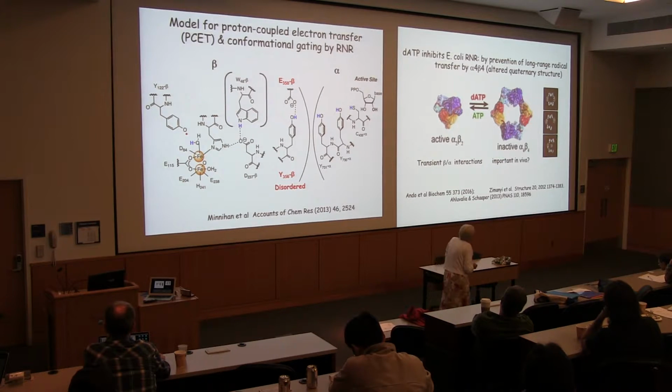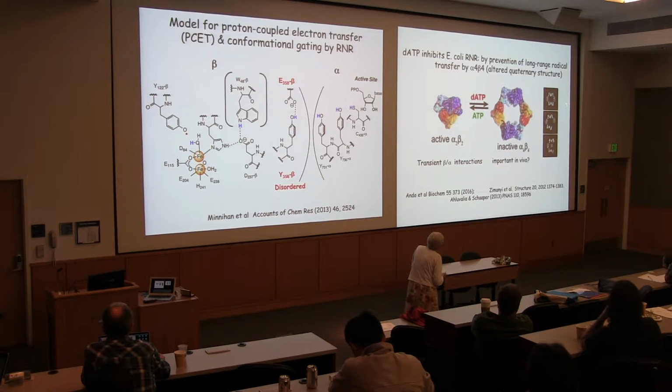So why does this inhibit? It inhibits because the distance between this tyrosyl radical and this cysteine, which is 35 angstroms, is now changed to 60 angstroms, and you no longer have this tightly coordinated pathway to get the electron transfer. So this inhibition by dATP is working by preventing the long-range oxidation, if you weren't a believer in that process.